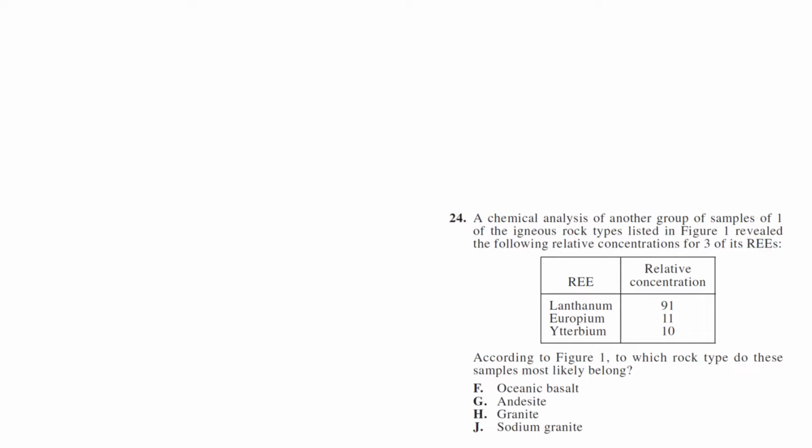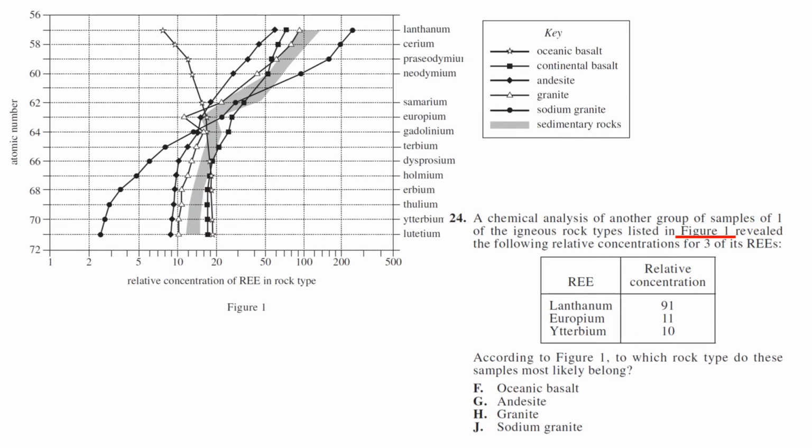Number 24, a chemical analysis of another group of samples of igneous rock types listed in figure 1 revealed the following concentration for 3 REEs. According to figure 1, to which rock type do these samples most likely belong? So we're looking for which rock type they most likely belong to. Any of these here in the key. So we'll just check each one.